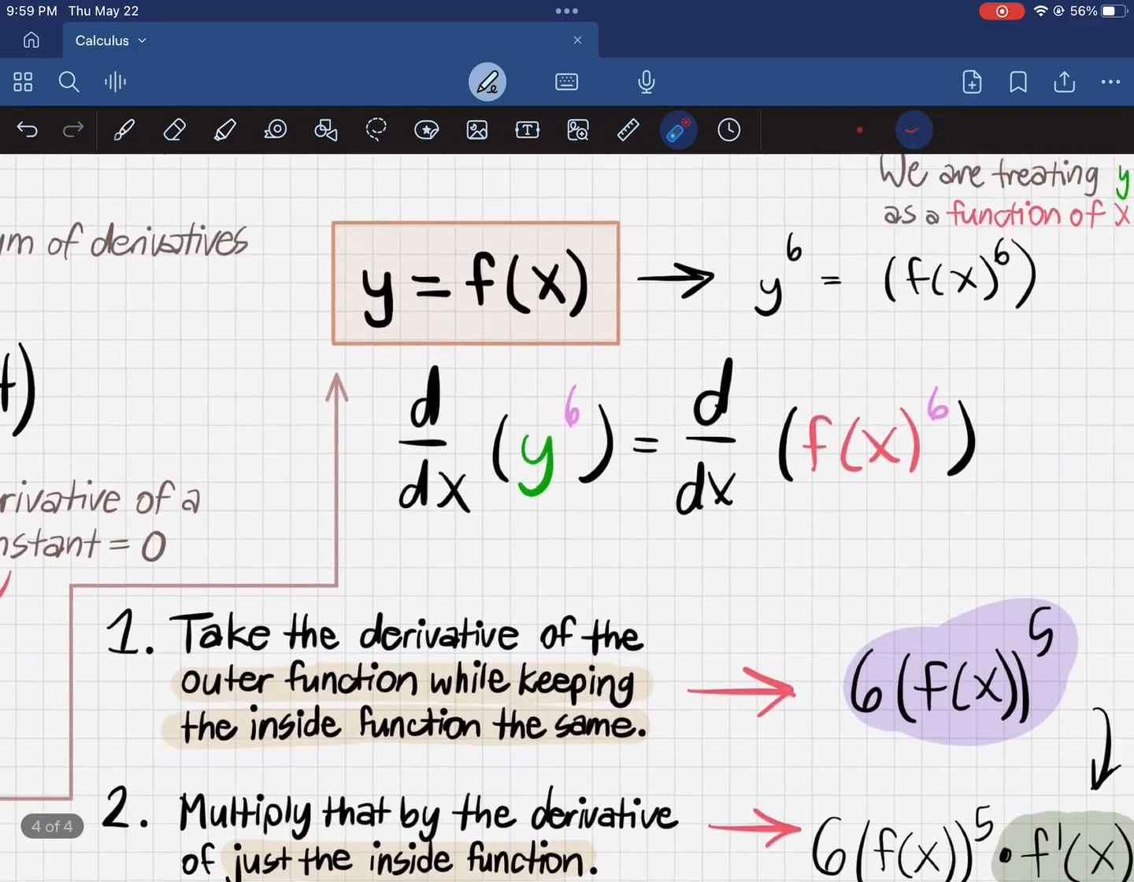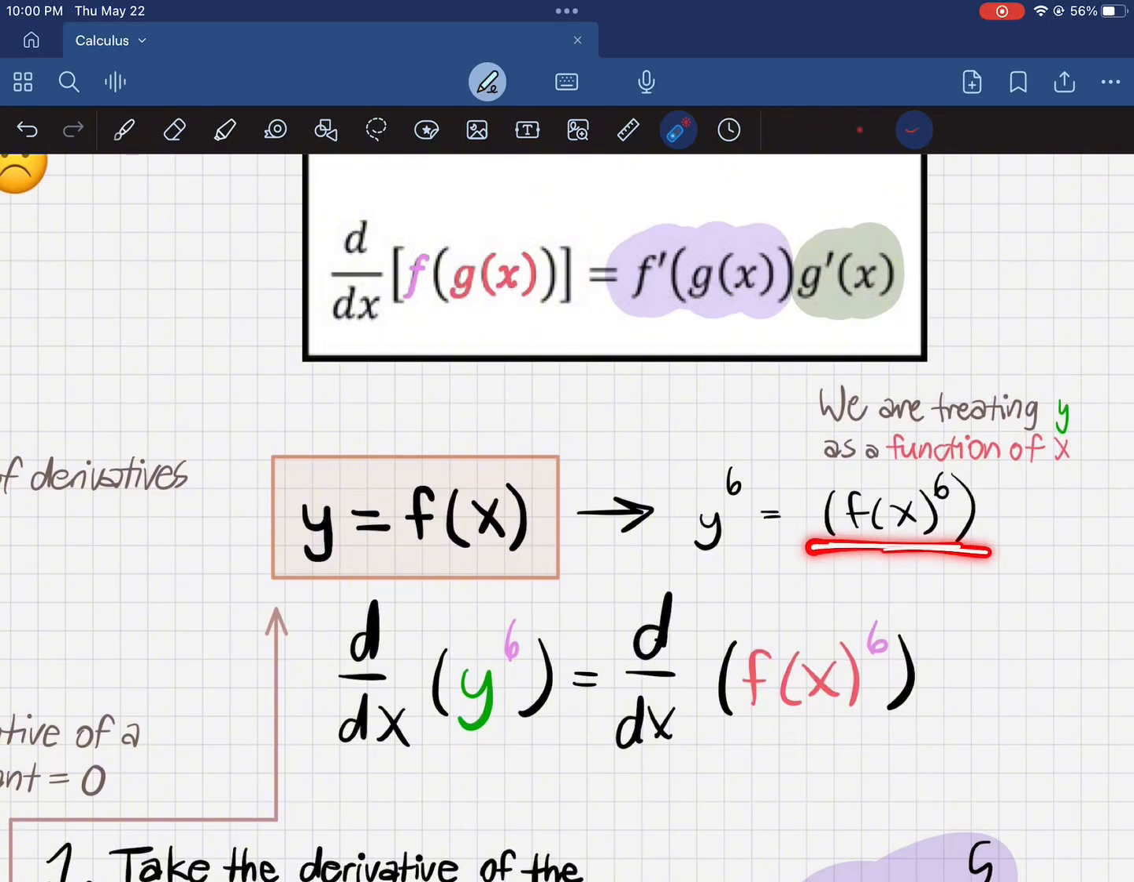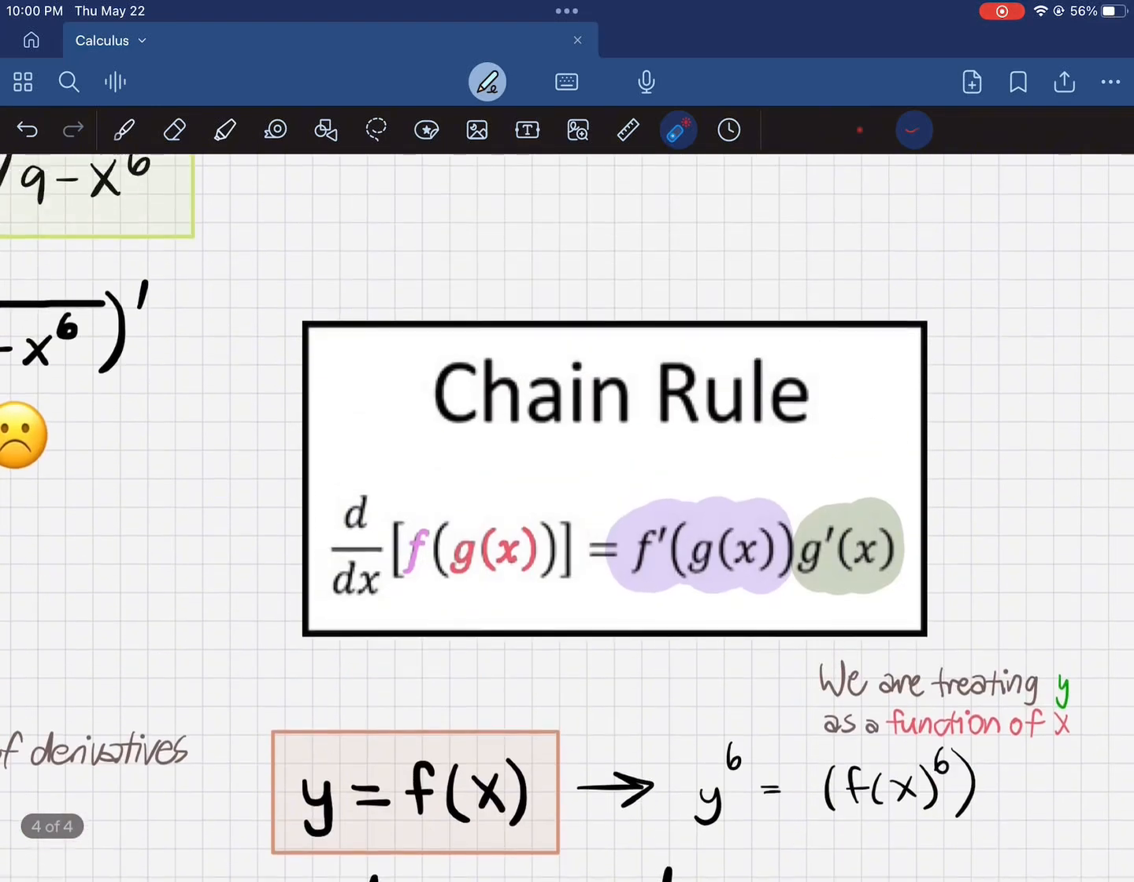So we know y is some function of x. We don't know exactly what that function is, but it's some function of x nevertheless. So that means y raised to the sixth power is really just f of x raised to the sixth power. So instead of the derivative with respect to x of y to the sixth power, we have the derivative with respect to x of f of x to the sixth power. And we know how to differentiate that using the chain rule.